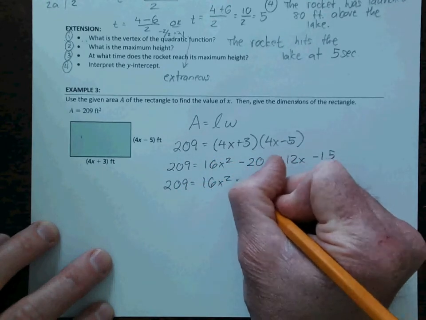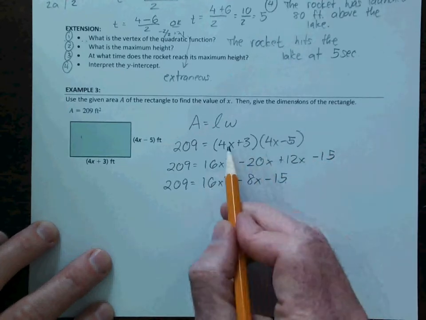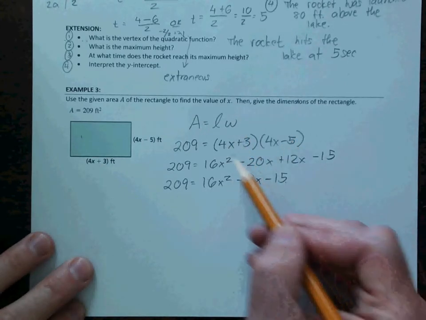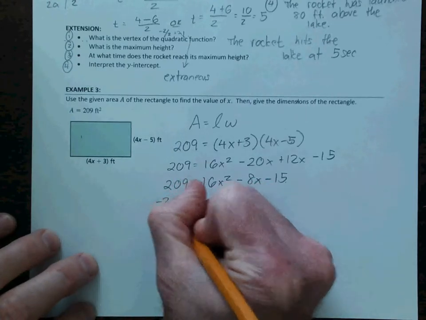Now, when you multiplied these two binomials out, you didn't need to do it the way I did it. You could have just done it in your head. You could have used FOIL. You could have used a box, that table method of multiplying. You could have multiplied them one on top of each other like in elementary school. Whatever. I'm going to subtract 209 from both sides.